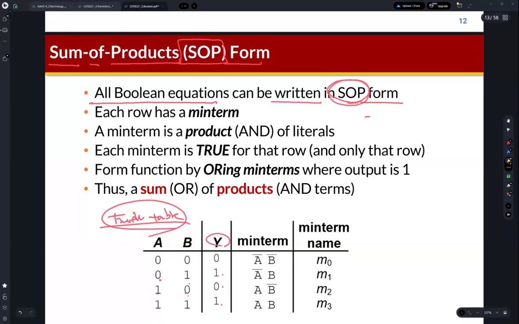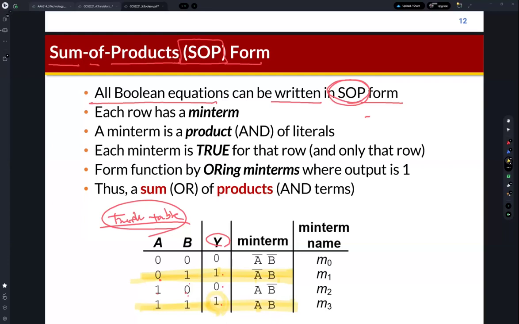But in this example, output Y is 1 only for these rows. For this row, A is 0 and B equals 1, and then Y becomes 1, and for A equals 1 and B is 1, Y becomes 1. So only for these rows does Y become 1.